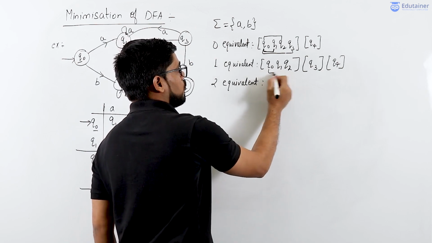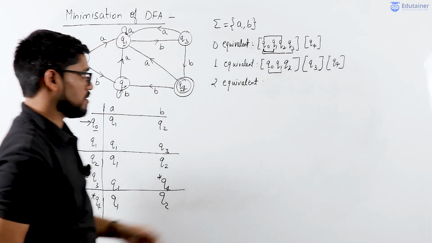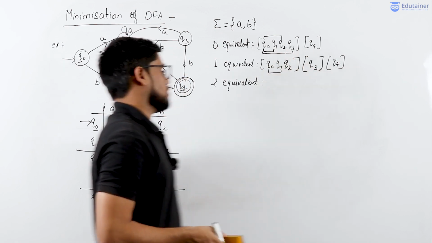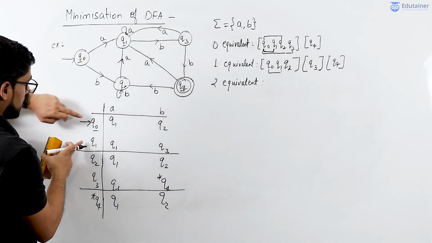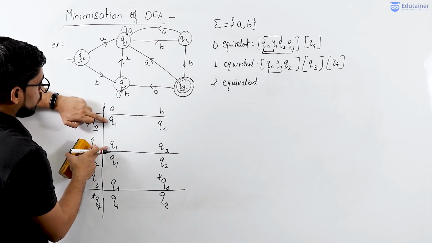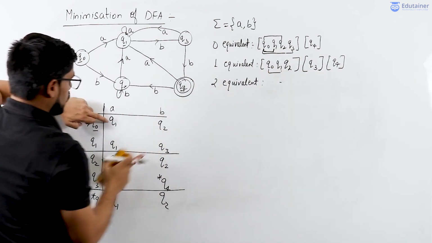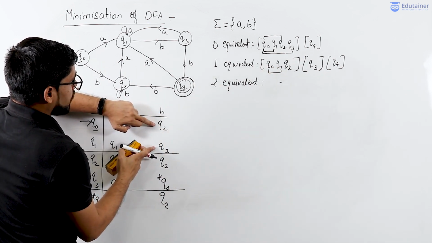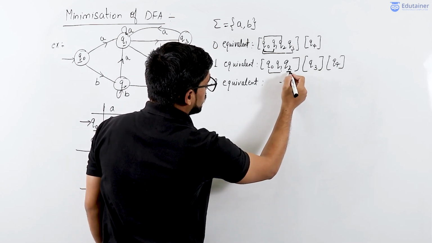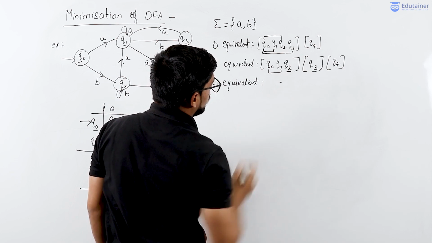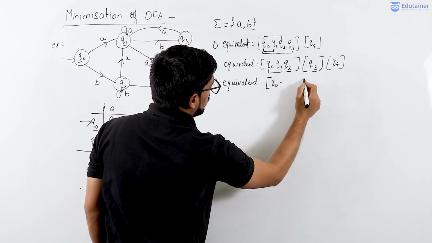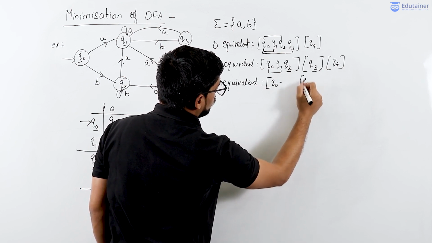Now let's compare Q0 and Q1 again, because here we get three different boxes, but in the previous we got only two boxes. So we will compare starting from Q0 and Q1. Q0 and Q1 on a small a will go to Q1 itself, which is in the same box, and on a small b it will go to Q2 and Q3. If you observe carefully, Q2 is present in this box and Q3 is present in a different box. That means Q0 is now separated from Q1.